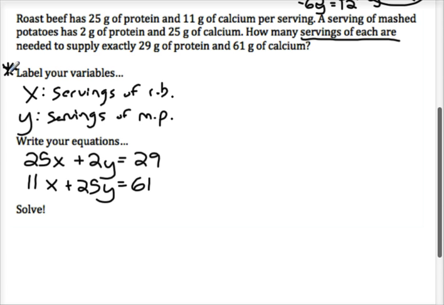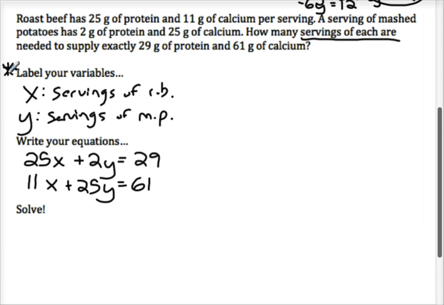Now here we have kind of a dilemma, all right? Because notice the equations that we just made. Well, they're not turning out nicely. Neither variable has the same coefficient in both equations, and neither one of them is a multiple. 25 is not a multiple of 11, and 25 is not a multiple of 2. So this one's a little bit more complicated than even that example 3.